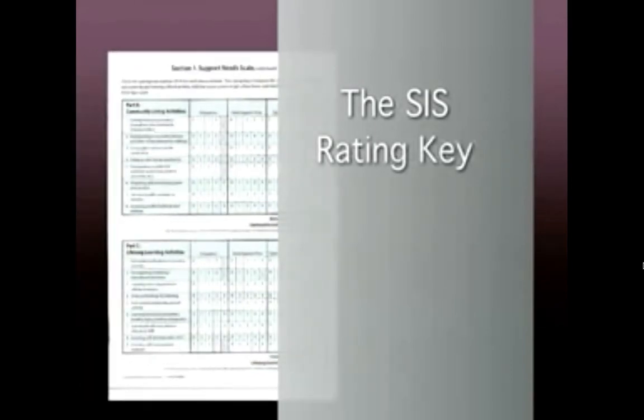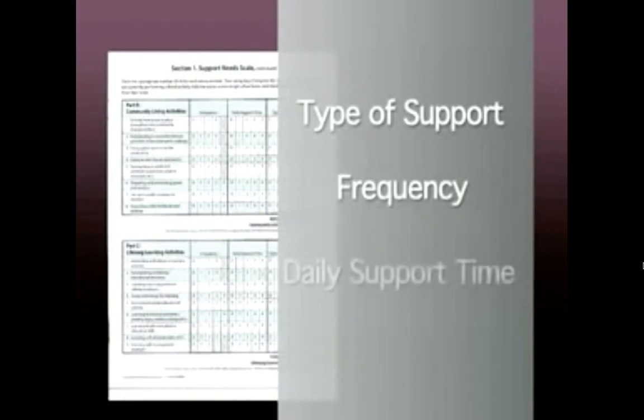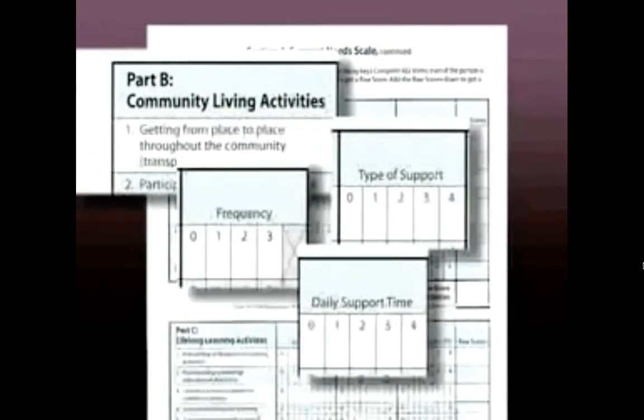Every item your interviewer asks will involve 3 ratings: type of support, frequency, and daily support time. Type of support includes what kind of support you need. Frequency is how often you need the support. And daily support time is how much support you need in a 24-hour period.